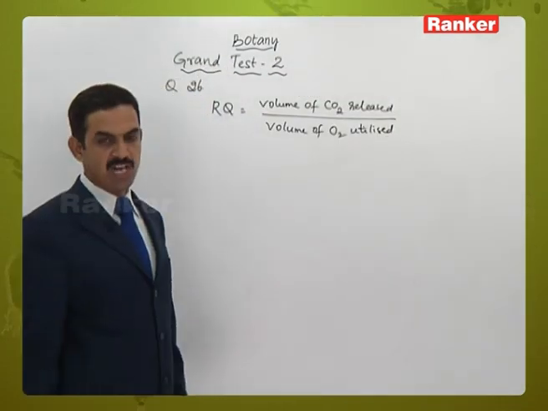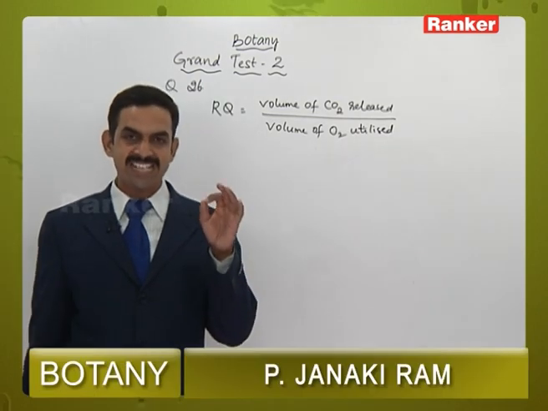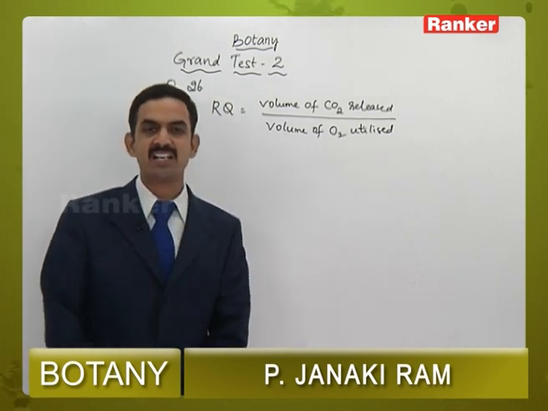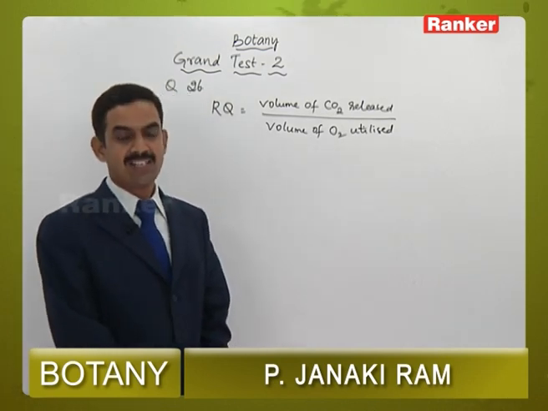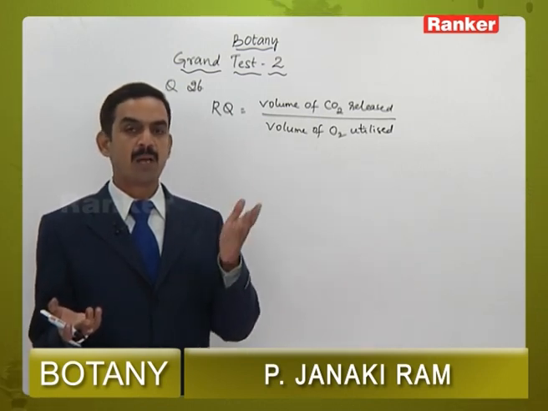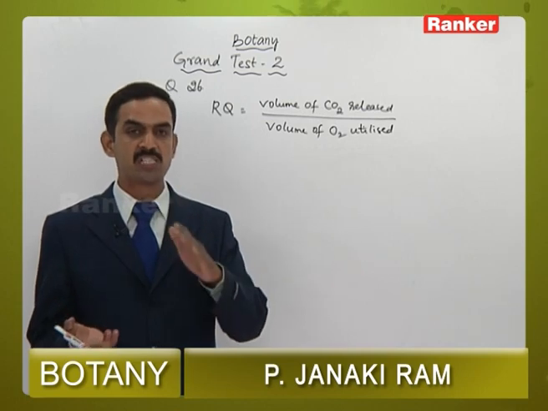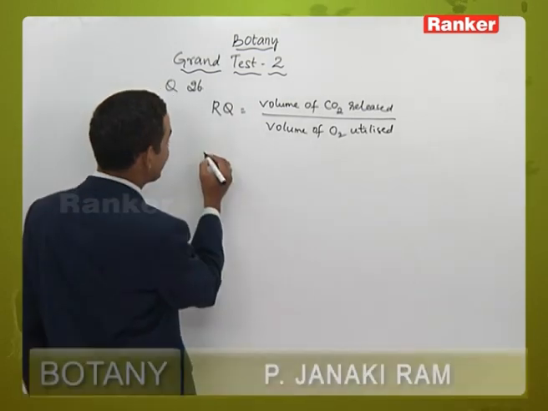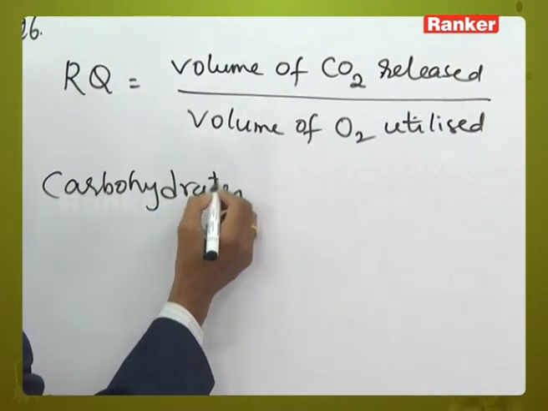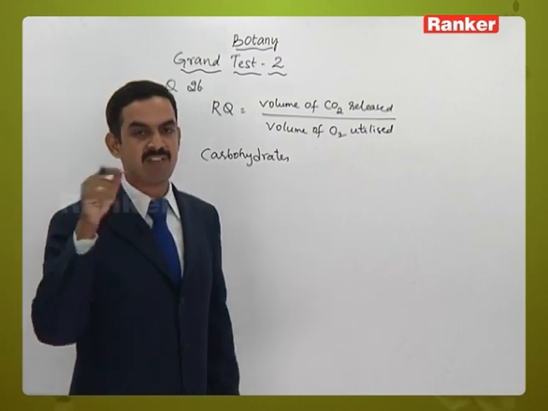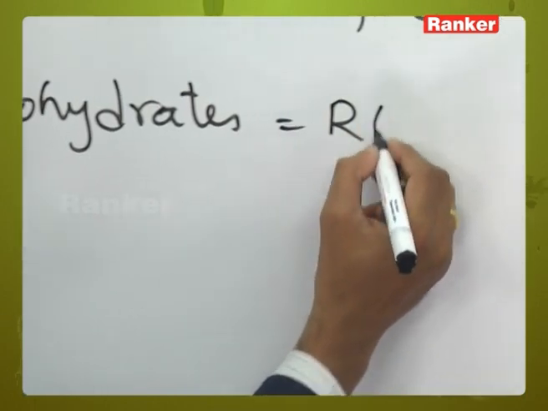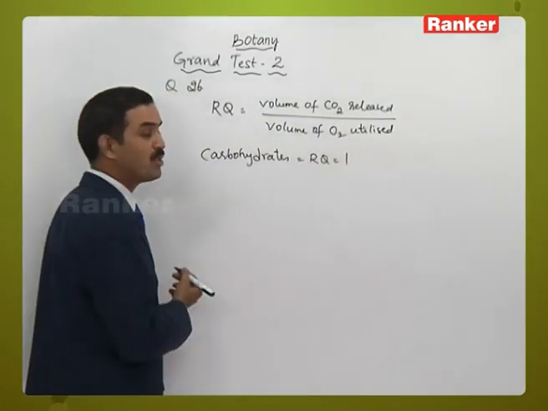That gives the RQ value, and the RQ value is the index of the type of respiratory substrate used in the respiration process. It depends upon the number of carbons present in that compound in proportion to the number of oxygens present. So let us take some examples. Carbohydrates have an equal number of carbons and oxygens in them. That's the reason why the RQ value for this one is 1. That is called unity.